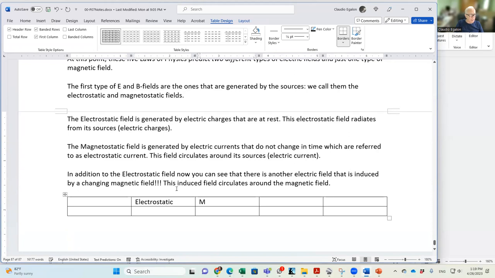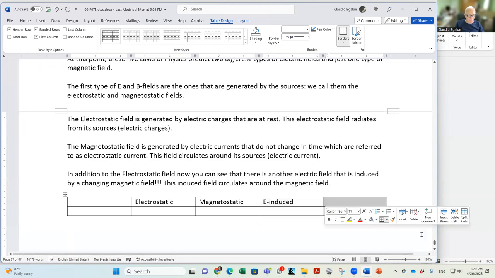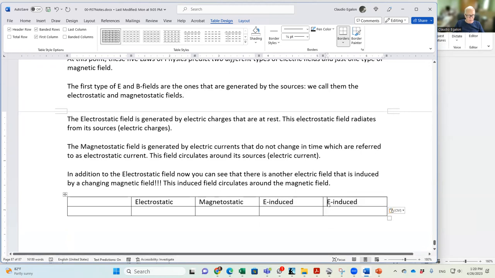Electrostatic, magnetostatic, E induced. And believe it or not, I'm talking just about three here. Believe it or not, people discovered that we have a fourth type of field, which is not electric, is not an induced electric field, but a magnetic field that can also be induced. Okay?